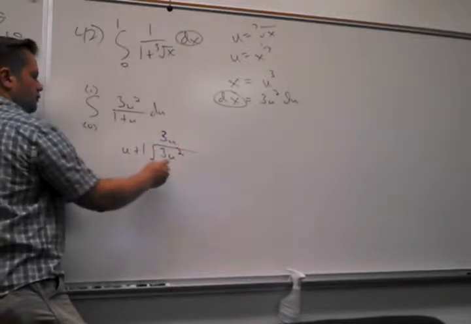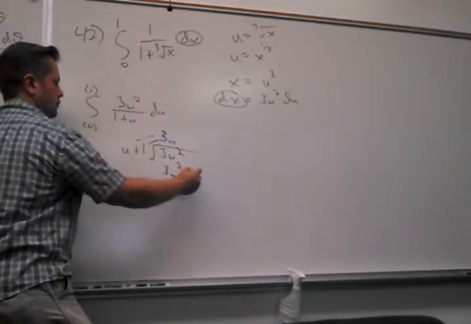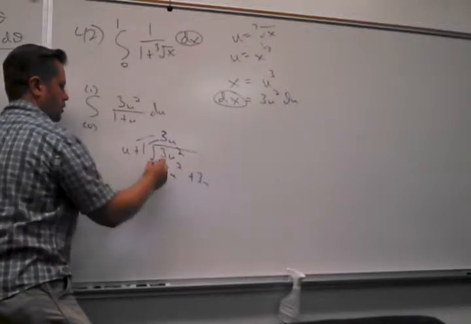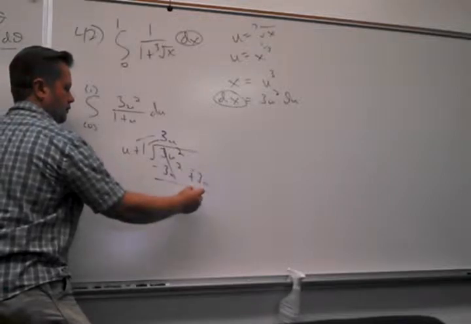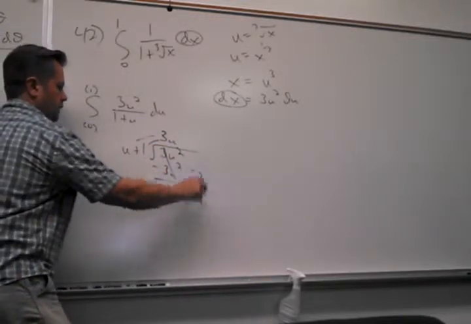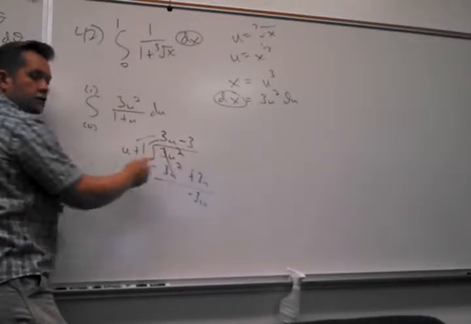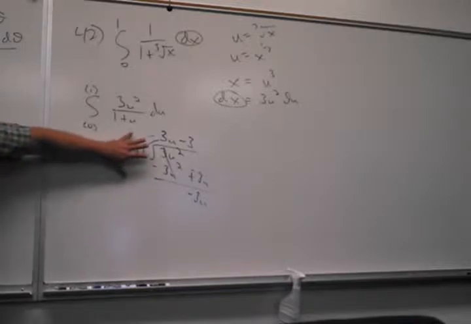3u, 3u squared plus 3u, and then you change the signs. Minus 3u. Minus 3u. U goes into minus 3u, plus 3. Minus 3. You guys with me? You definitely should be able to handle long division.